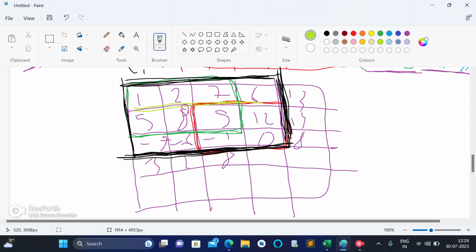And let's say I have the sum of this section, which I am now marking with light green. So I actually have the values of two sections, this black section and this light green section. Now let's say I mark the third section with blue, and I have the value of this blue section also.